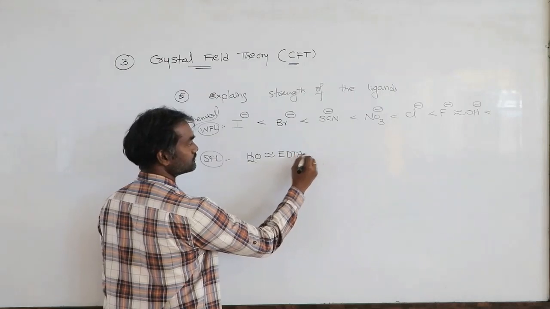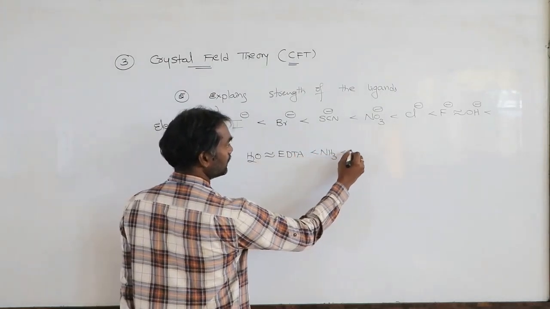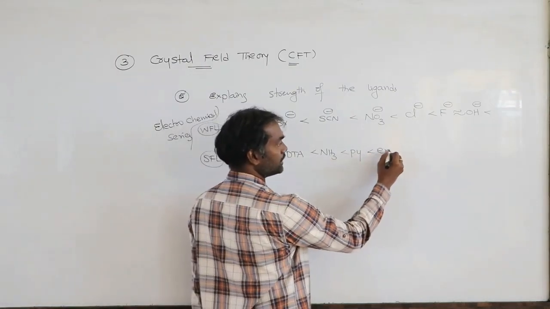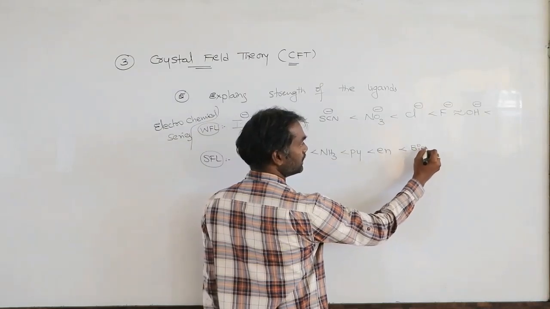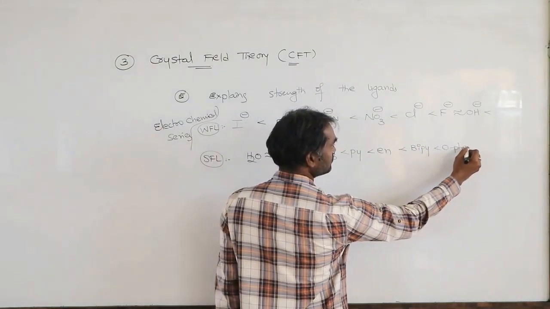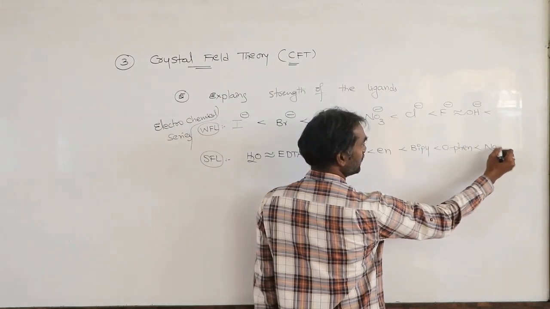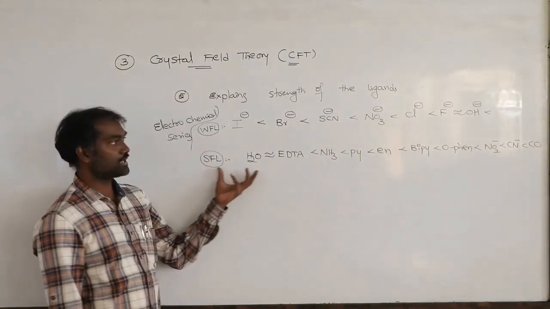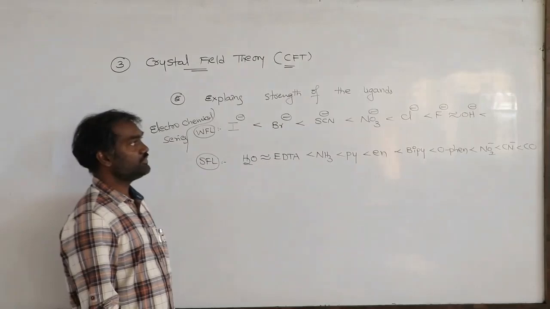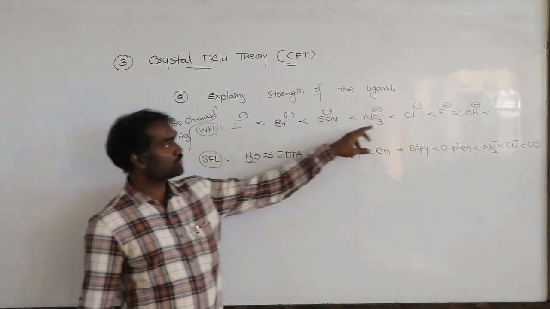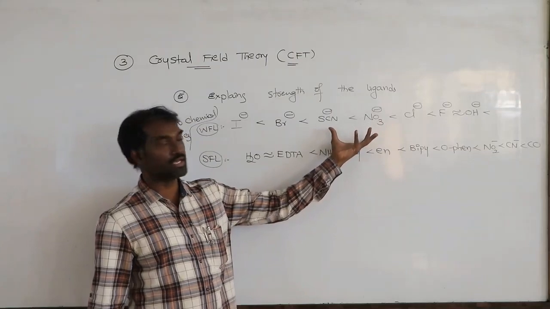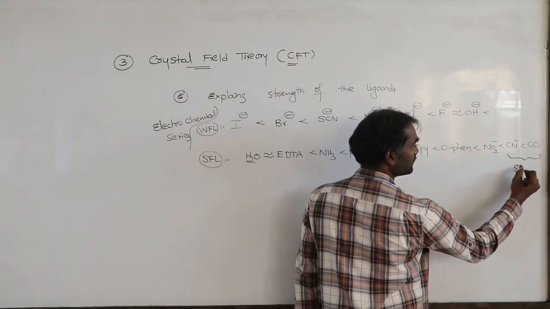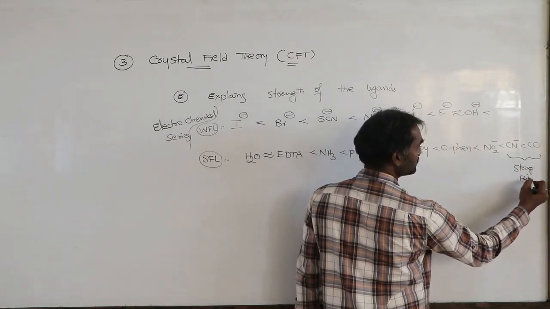EDTA, ammonia, pyridine, ethylene diamine, bipyridine, orthophenanthroline, NO2 minus, cyanide minus, carbon monoxide. These all are strong field ligands. The very weakest are iodine, bromine, chlorine, fluorine. So halogens are weak field ligands. Who are very strong? Cyanide and carbon monoxide are very strong field ligands.